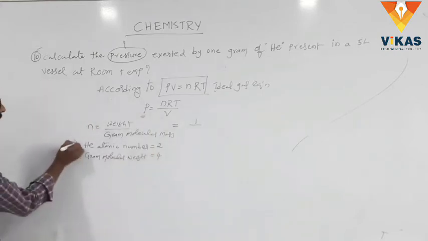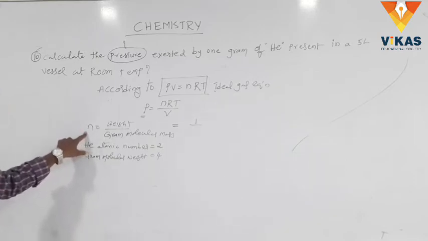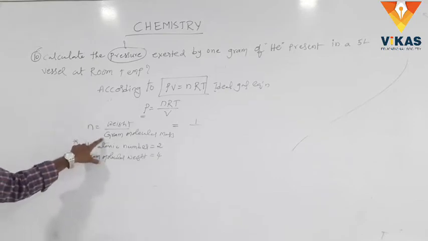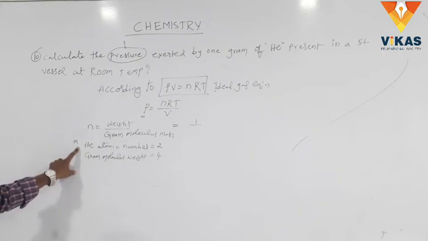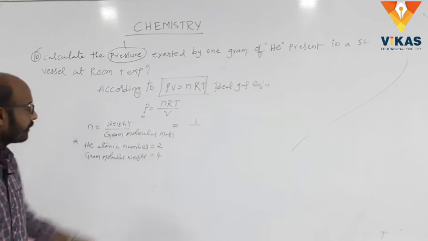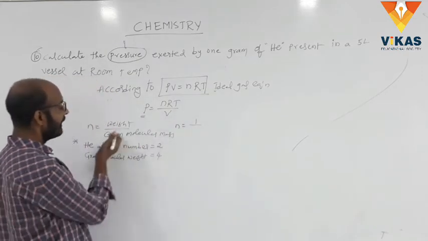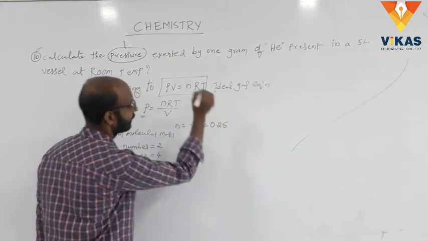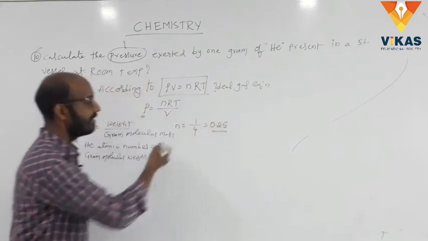This point is very important, so be careful. So we find out the n value: weight of the helium by gram molecular weight of the helium. Here helium atomic number is 2 and gram molecular weight is 4. So n is equal to 1 by 4, that is equal to 0.25. We get the n value.